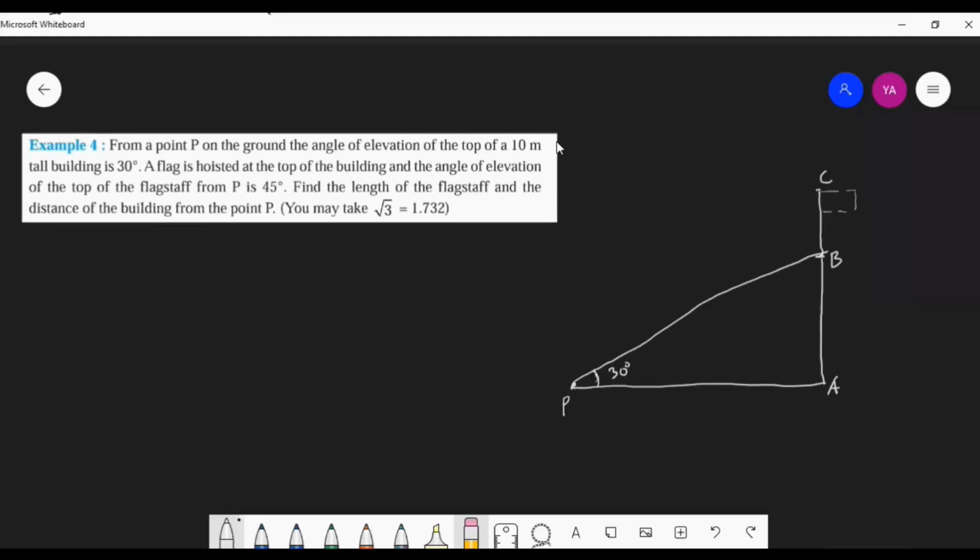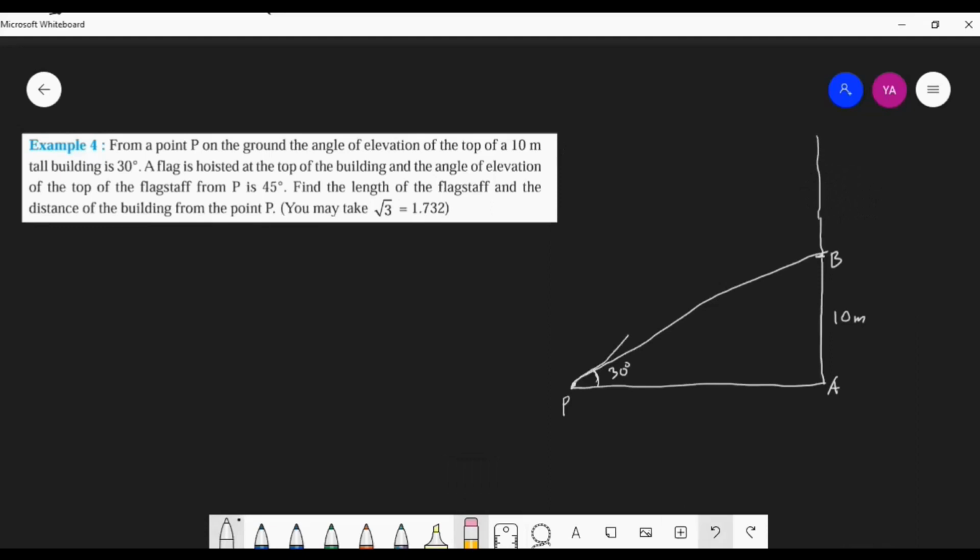This is the first statement. From a point P on the ground, the angle of elevation of the top of a 10-meter tall building is 30 degrees. So the length AB is given as 10 meters. Then we put some other point from P. If we look to the top of the flagstaff from this point, the angle of elevation will be 45 degrees. So there's something wrong in my picture. The flagstaff we want to extend a little more, otherwise we won't get a 45-degree angle.